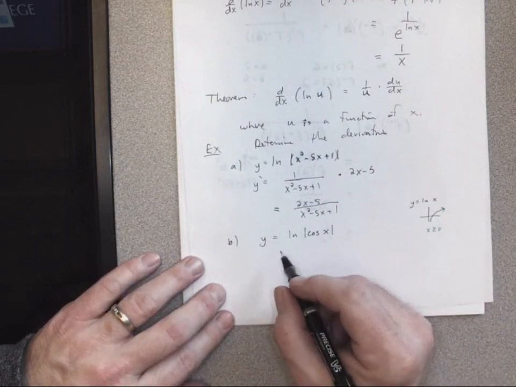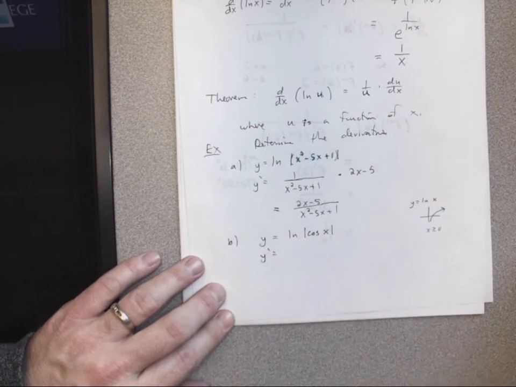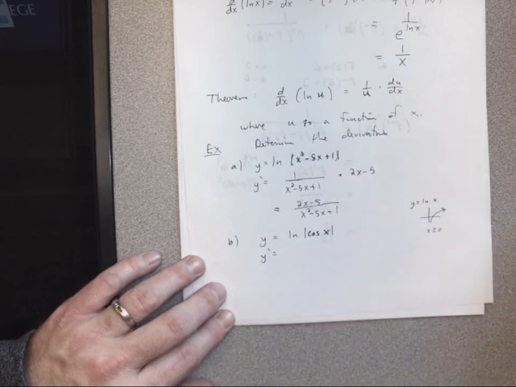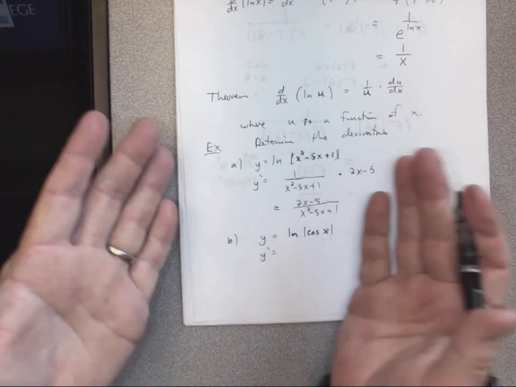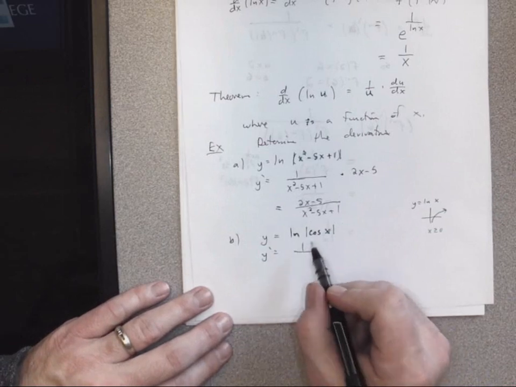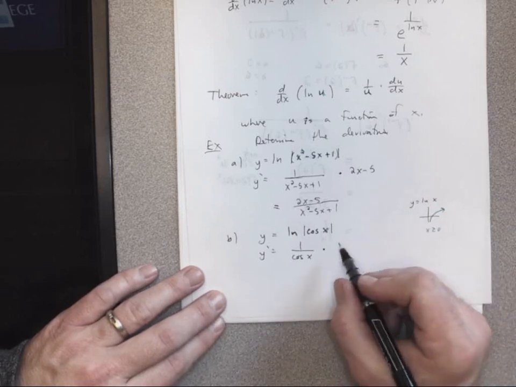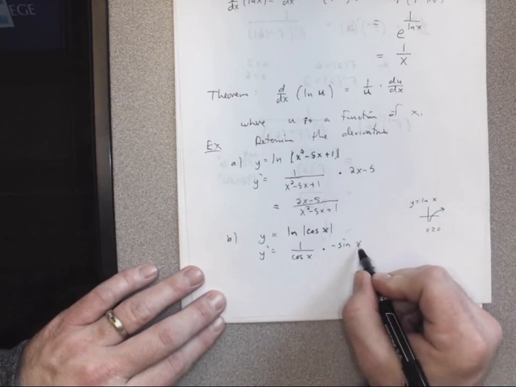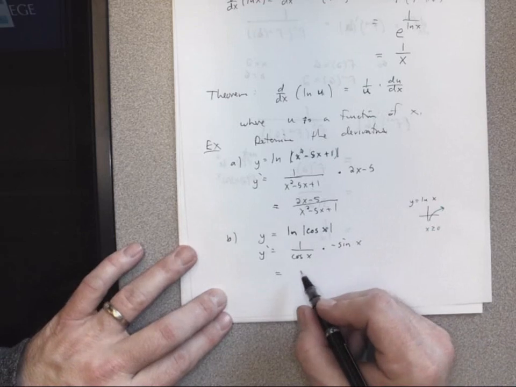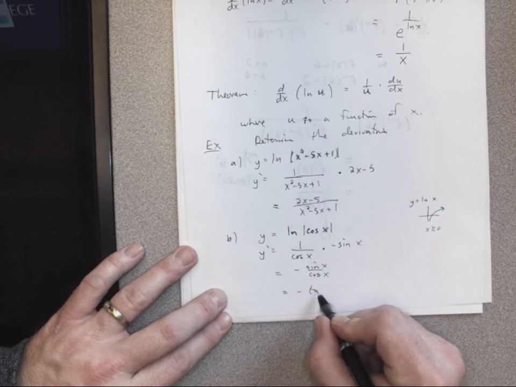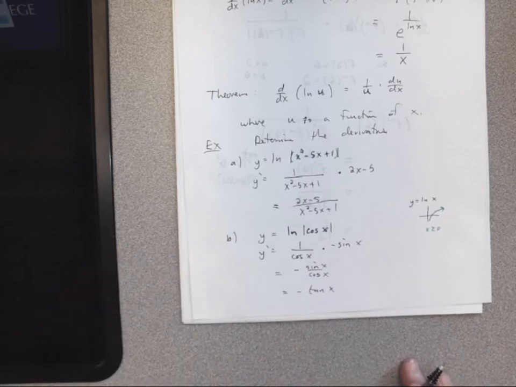Alright, so the derivative of the natural log of the cosine of x. Well, we know that our u function is the cosine of x. So the derivative of the natural log of something is going to be 1 over that something. Remember, we're doing outside to inside. So the derivative of the natural log part is 1 over that cosine of x multiplied by the derivative of the cosine of x. The derivative of the cosine of x is minus the sine of x. So this is equal to minus the sine of x over the cosine of x, which is the same thing as minus tangent of x. So the derivative of the natural log of the cosine is minus the tangent.